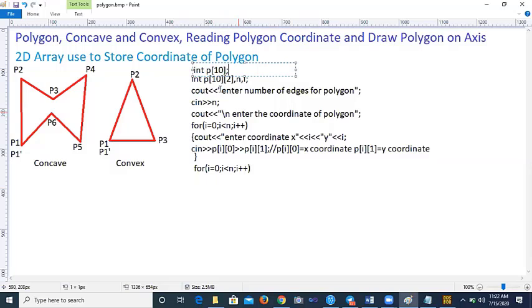And suppose I need a two dimensional array. So again I am going to add one square bracket, that is the 2. Why does this 2 indicate? What is the 2 for? I am storing the value for x and y.